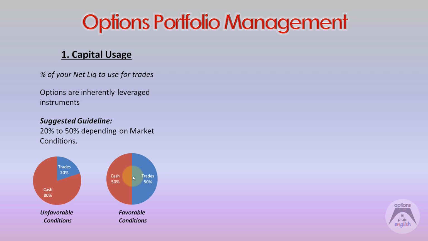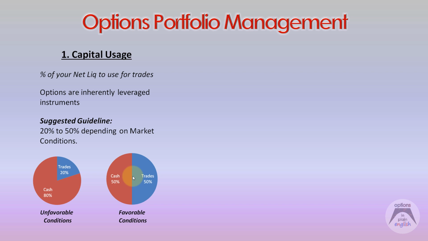Okay, so our suggested guideline is that you use anywhere from 20 to 50% of your capital in trades. So what are favorable conditions? What are unfavorable conditions? In our case, we always try to focus on premium selling, so a high level of implied volatility is very conducive to our trades. If the overall market has a very low level of implied volatility, then we want to stay in the lower end of the range.